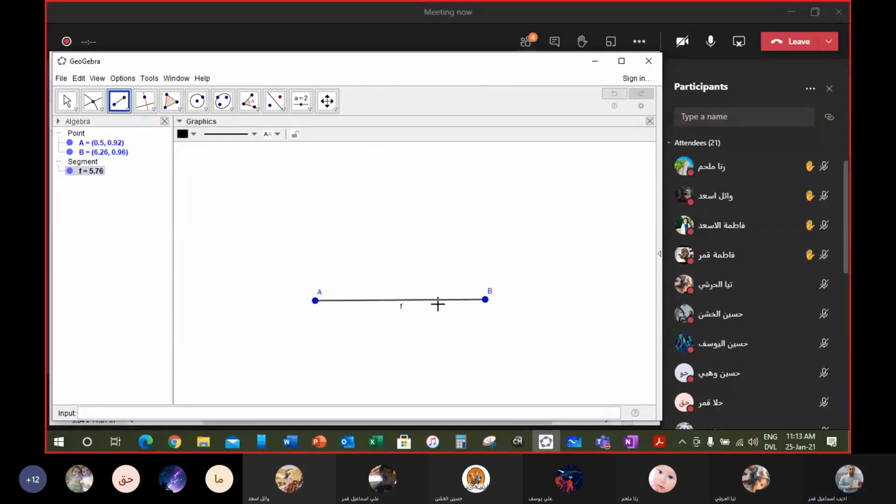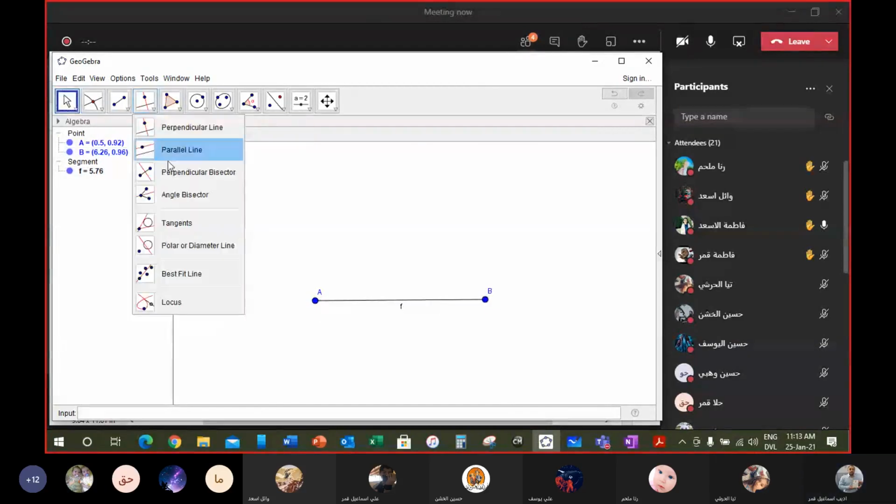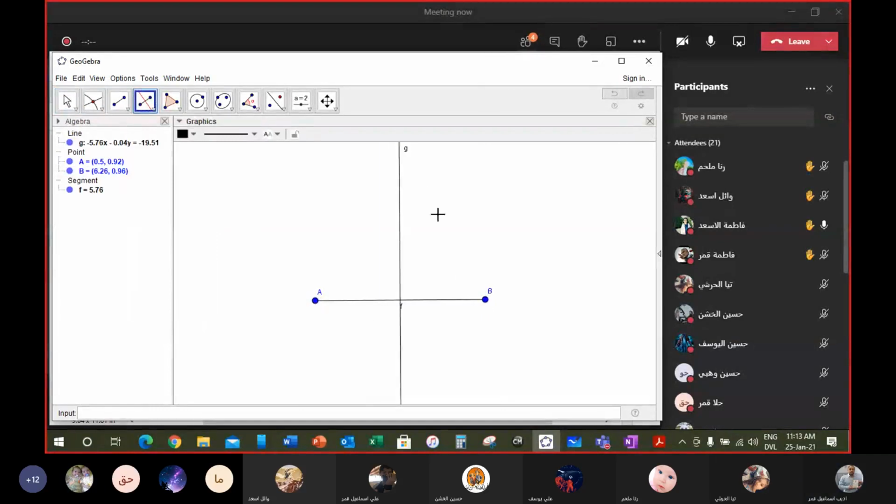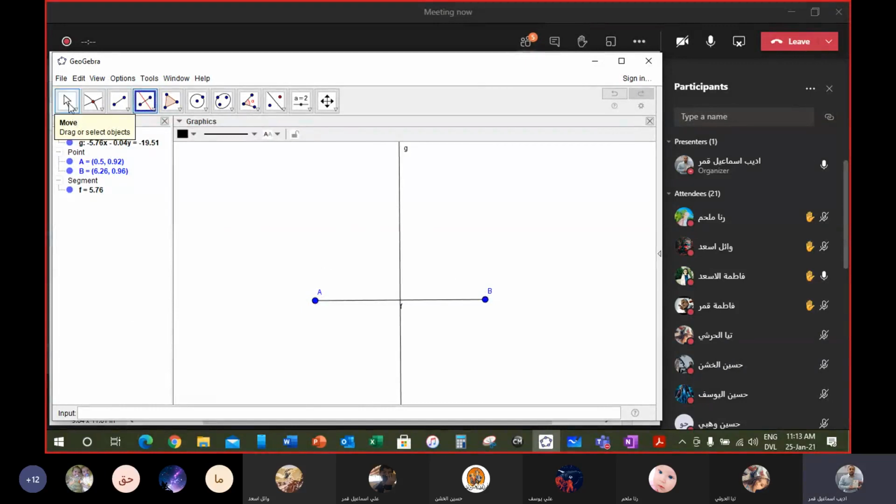أوكي؟ We take any segment AB. Then we take the perpendicular bisector of this segment. رجعت رسمت perpendicular bisector of this segment. Okay? Then we take any point on this perpendicular bisector. هيلا نقطة. Okay? أخذت point on the perpendicular bisector. Then we join the segments AC and BC.